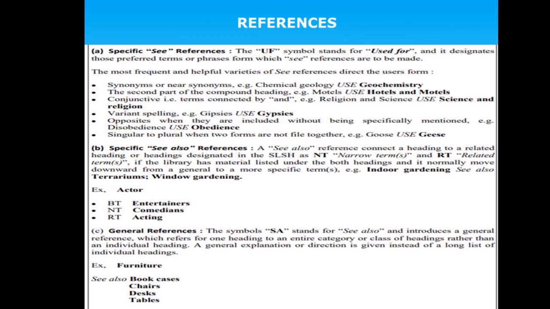Conjunctive terms means combining. So religion and science are combining two terms with a conjunction, that is, and is a conjunction. Variant spelling: I told you, in British English there will be one spelling, in American English there will be another spelling. So you have to give the original spelling and also use the other spelling, like gipsies, and use gypsies with a Y. Opposites, when they are included without being specifically mentioned.